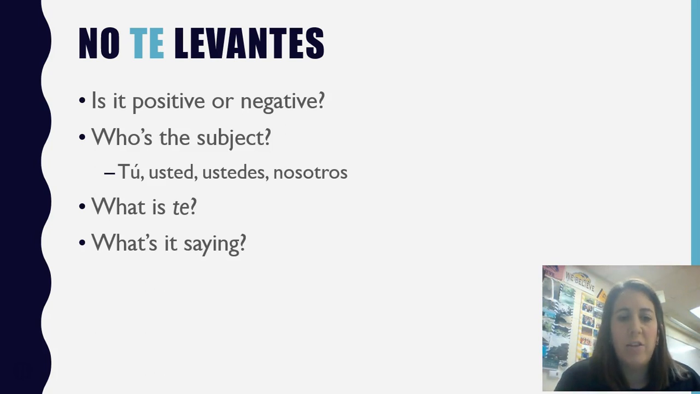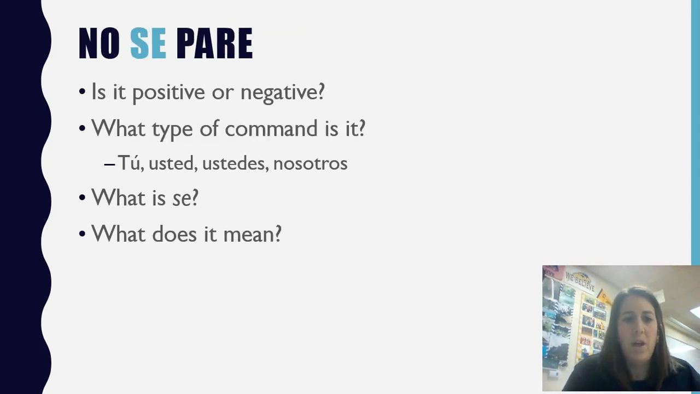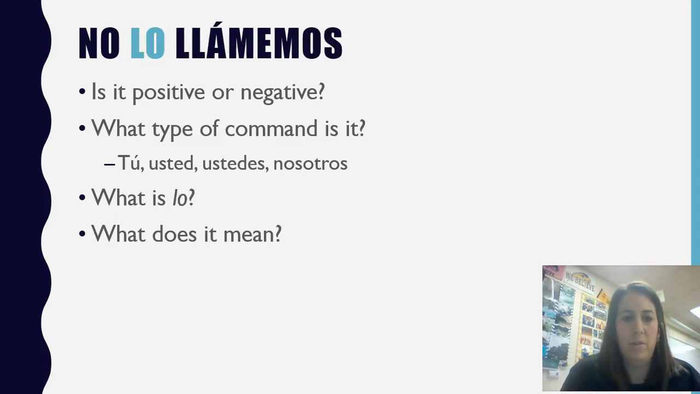So again, look at the location of our pronoun. With our negative commands, our pronoun comes before our actual command itself, and there's no need for any written accents. No se pare. Again, this is our same verb that we worked with, but it's the negative example. So that reflexive pronoun just comes before our command itself. Same thing, except there shouldn't be an accent there.